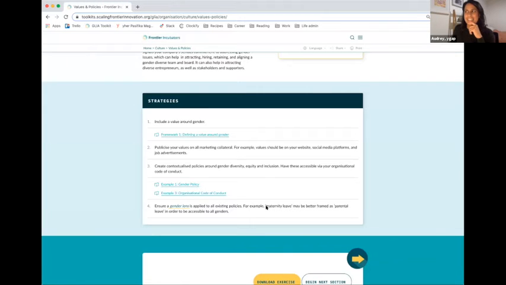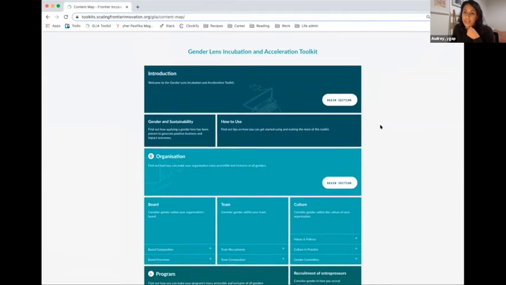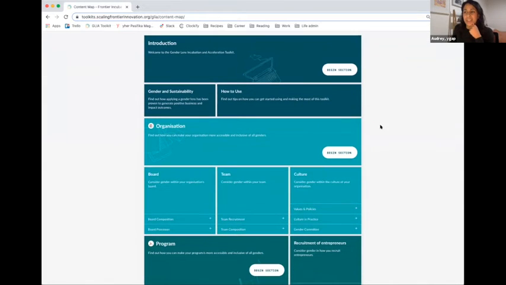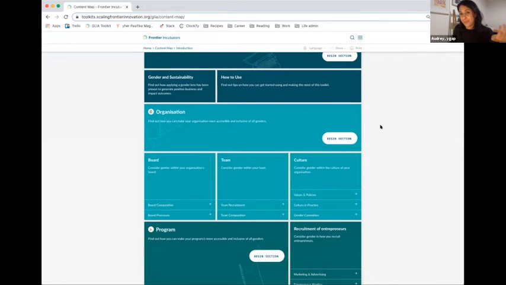If you're not an accelerator or incubator on this call, we would argue, and the feedback we've gotten is, the organization section is very applicable to any kind of organization, because if you have a team, if you have a culture, if you have values and policies, some of these strategies will be helpful. So hopefully you can also jump in there and make use of this tool.